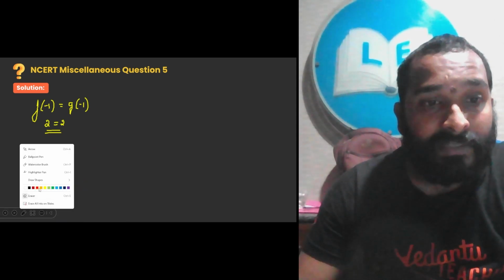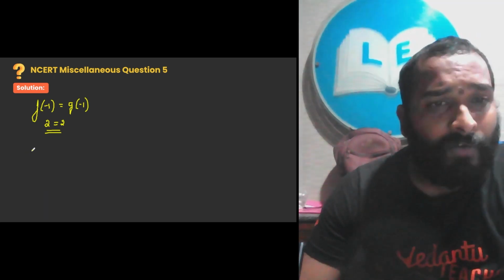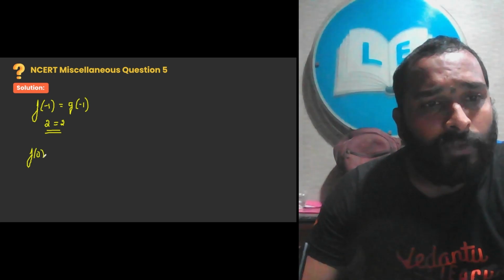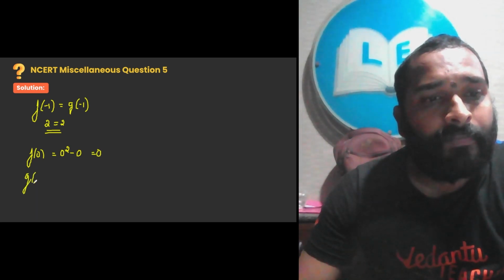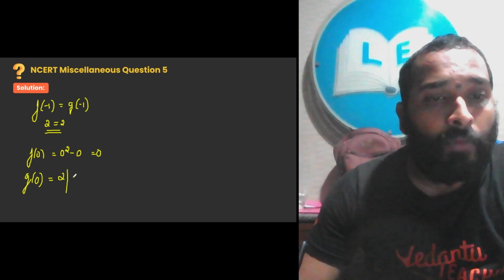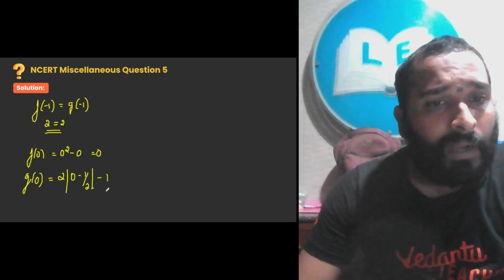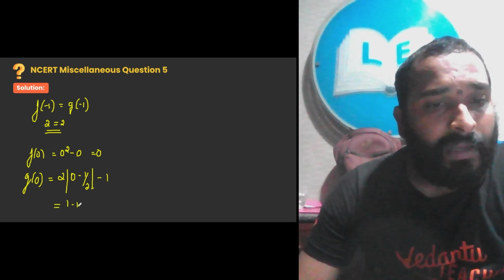Now let us try to check for other numbers. What are the other numbers? We can check for f of 0, children. Tell me what happens to f of 0. 0 square minus 0, which is 0. What is g of 0? Again, 2 times modulus of 0 minus half minus 1. So what do you get here? 2 into 1 by 2, that is 1 minus 1, which is 0 again.